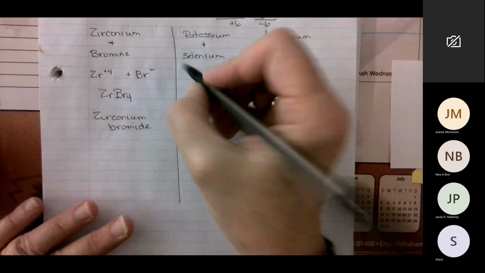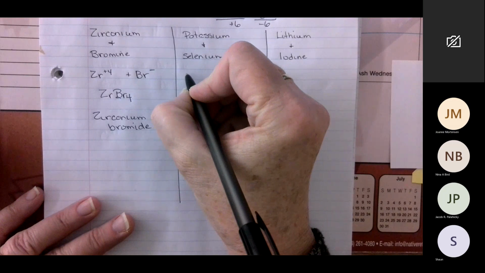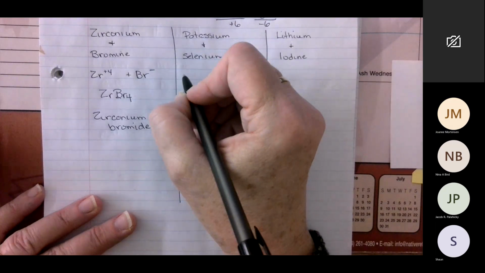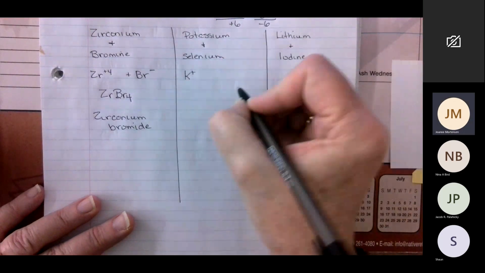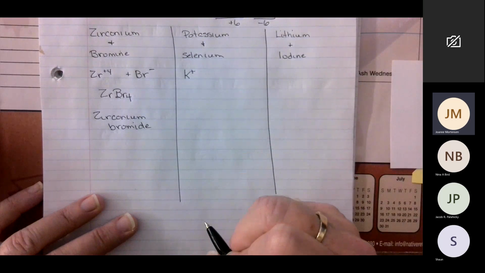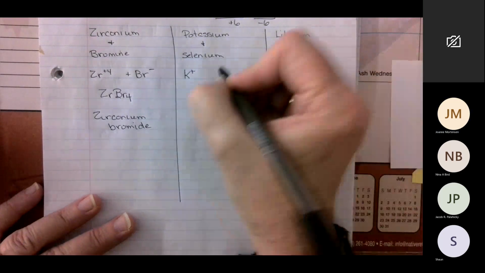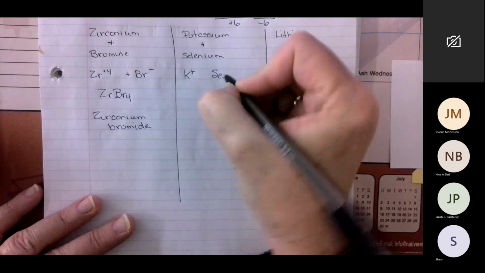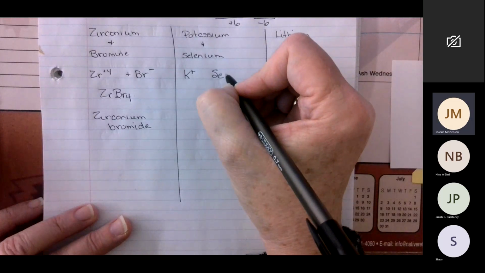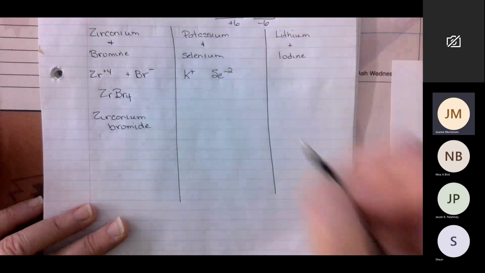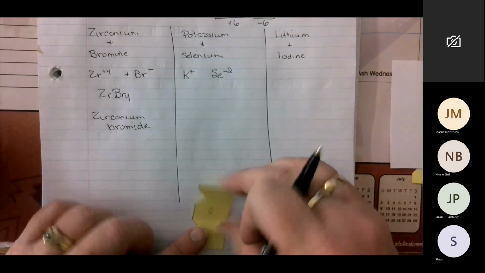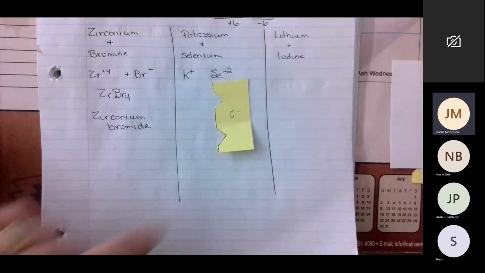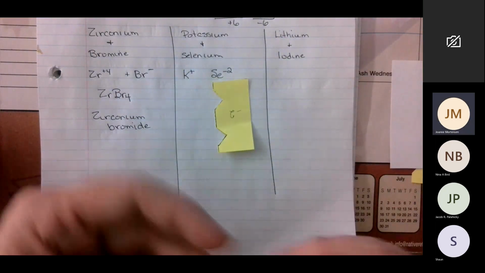What am I writing? What's the symbol for potassium and the charge? I don't even have my ion sheet on me. I'm looking online for it right now. I'll help you. It's K plus. And selenium, somebody in here? Se. -2. All right, now you've got your ions. Now you can just do it. So here you go, Jacob. There's your -2.